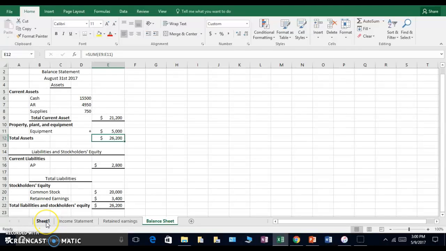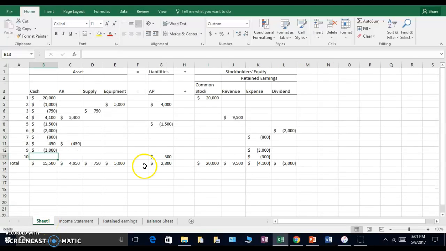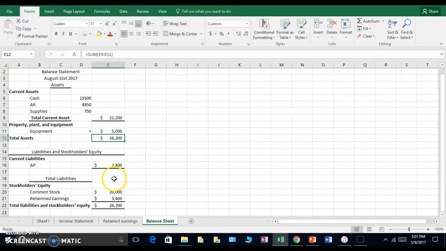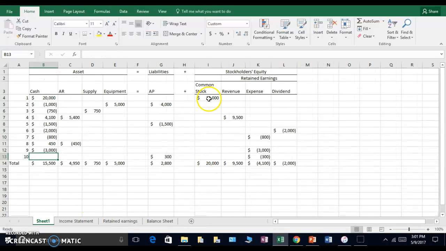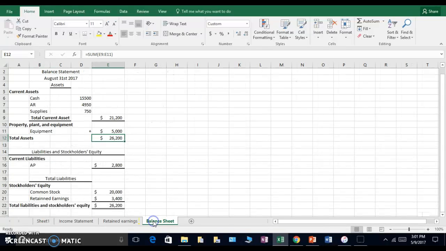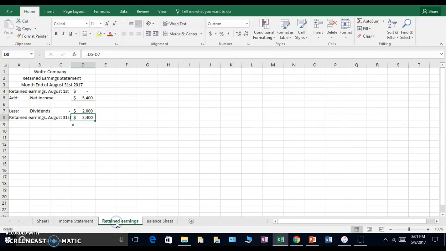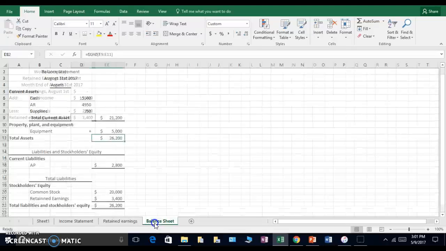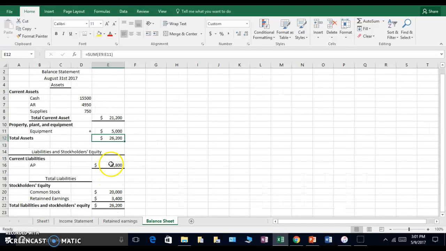Liabilities and equity. It was pretty easy on this one. It was a pretty simple one for liabilities, just one column, which makes it easy. You add it all up together to be $2,800. So I took that $2,800 and applied it right here in the current liabilities. And then the common stock, which was in the very first on here, of 20,000, and then the retained earnings again comes from your prior work, which is $3,400.